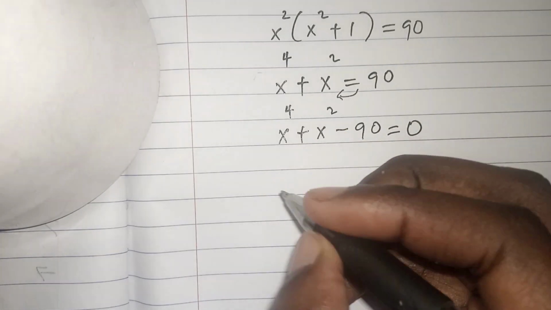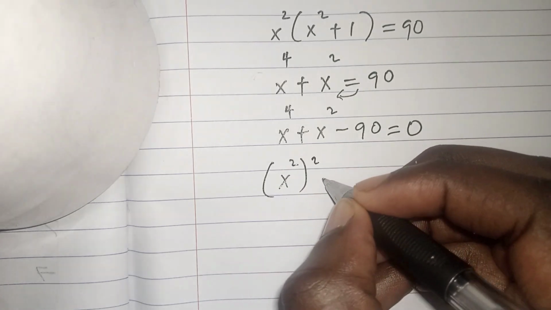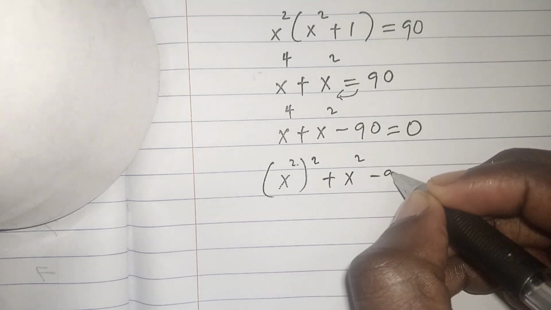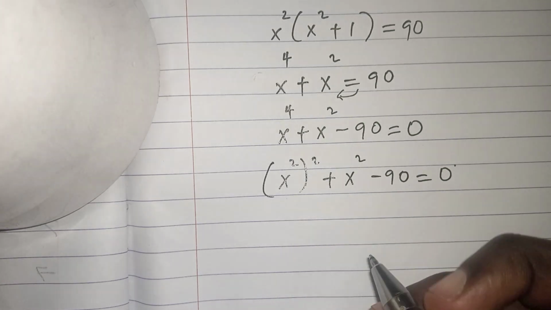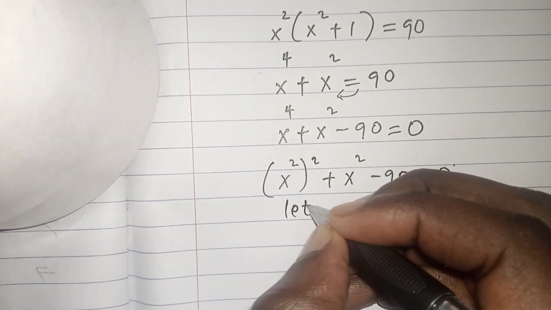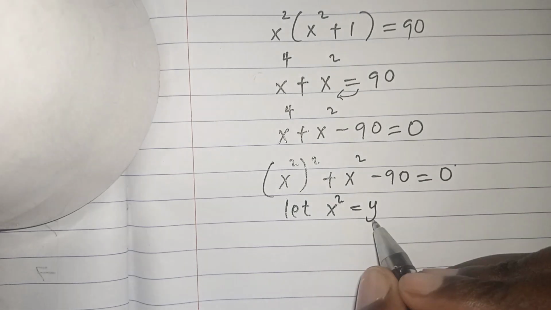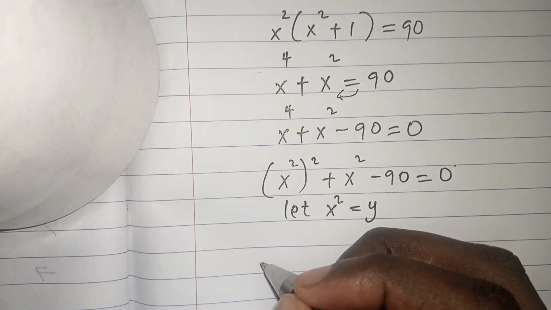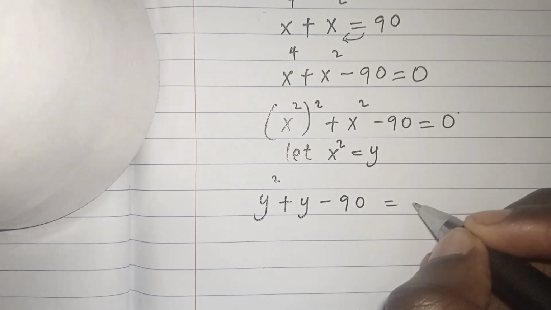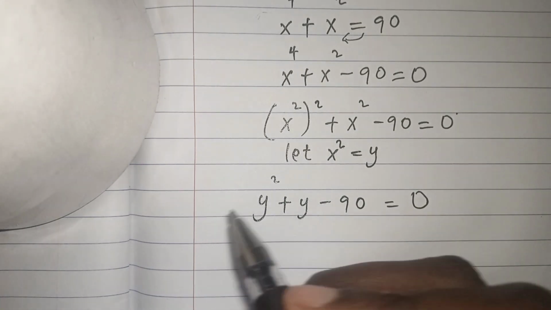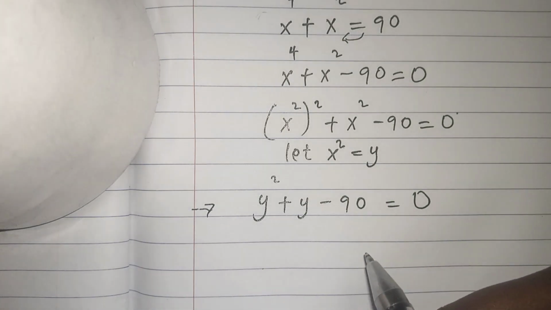So x to the power of 4, we can as well write it as x squared, all this squared, plus x squared minus 90 is equal to 0. So we shall then use substitution, whereby we shall say let x squared be equal to y. So where there is x squared, we are replacing it with y. And this will give us y squared plus y minus 90 is equal to 0. So by doing so, we formed a quadratic equation. We can solve this quadratic equation using the factorization method.